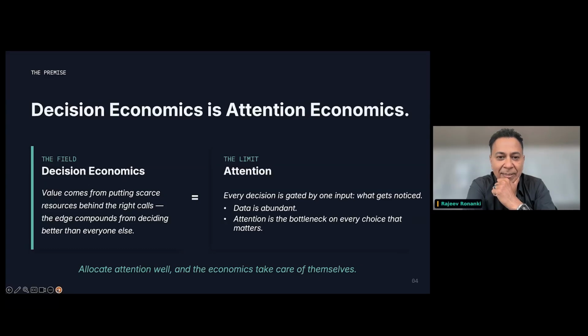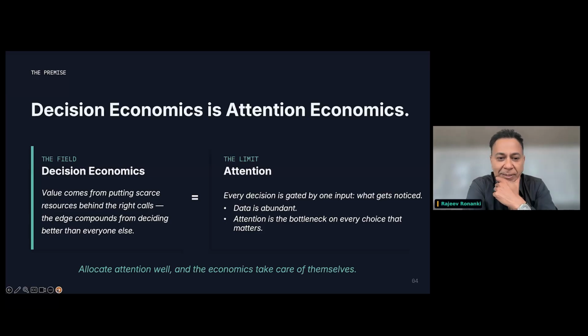There is an idea underneath all of this, tied to a whole field called decision economics, which has a simple claim: value comes from putting scarce resources behind the right calls. Decide better, allocate better, and figure out what needs to happen next within the enterprise. But every one of those decisions gets gated by a single input. And that single input is, what do you actually pay attention to?